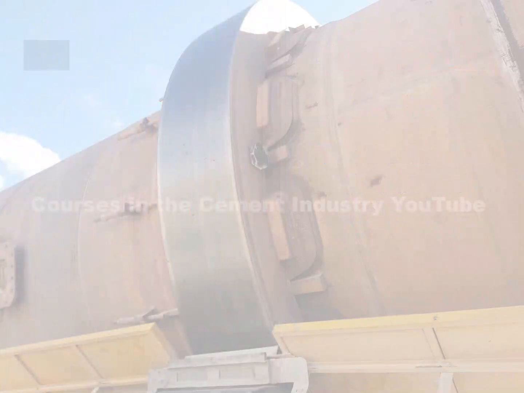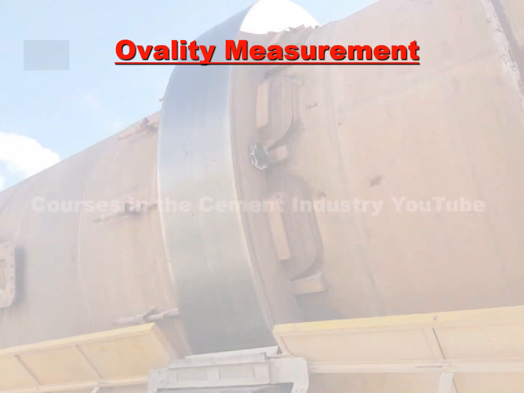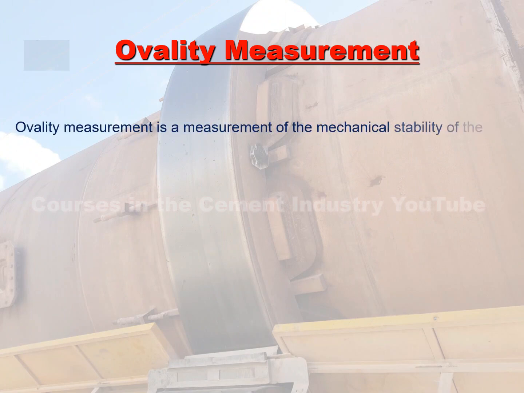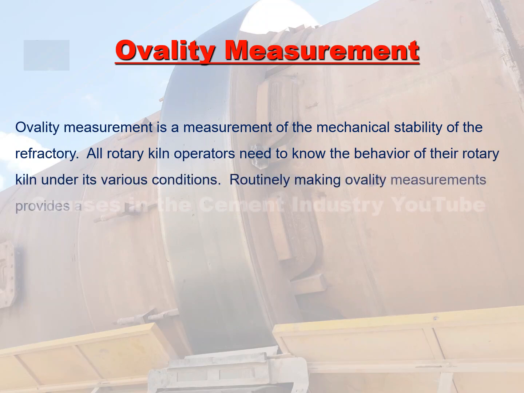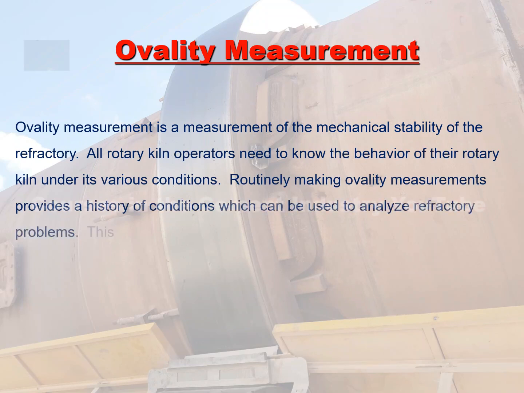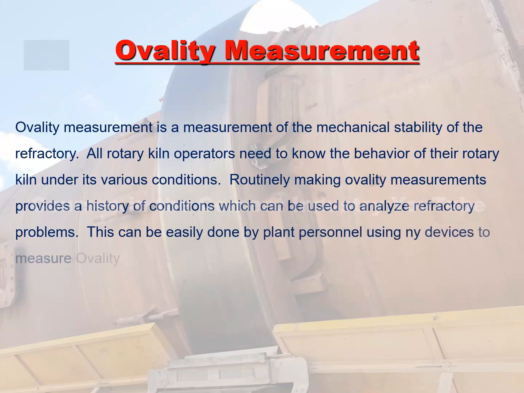We follow together. Ovality measurement. Ovality measurement is a measurement of the mechanical stability of the refractory. All rotary kiln operators need to know the behavior of their rotary kiln under its various conditions. Routinely making ovality measurements provides a history of conditions, which can be used to analyze refractory problems. This can be easily done by plant personnel, using any devices to measure ovality.